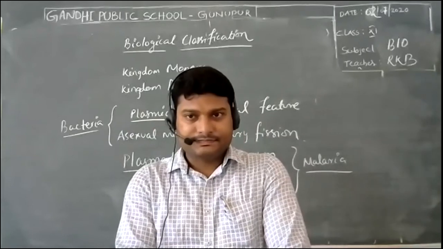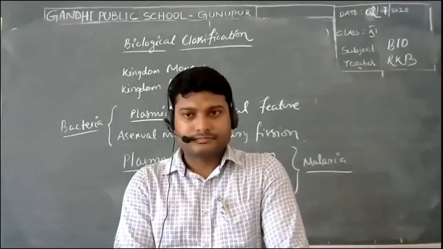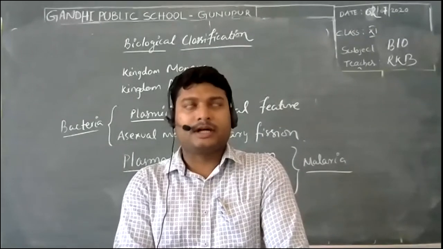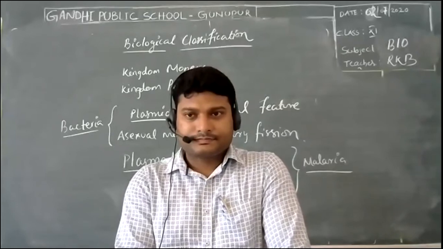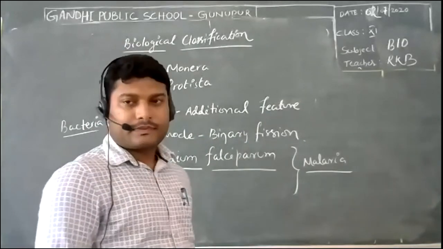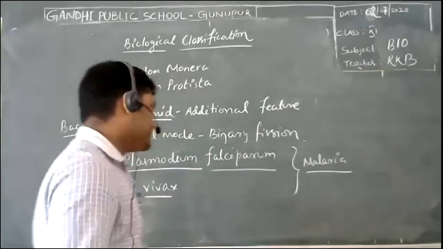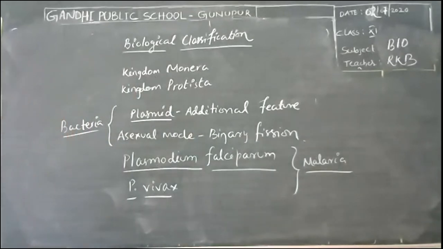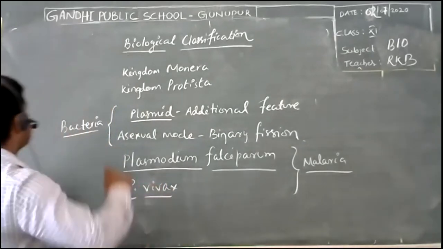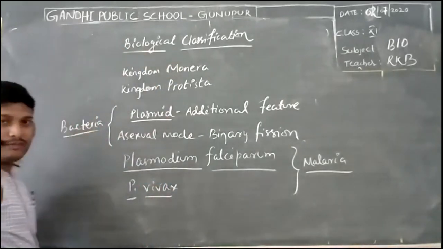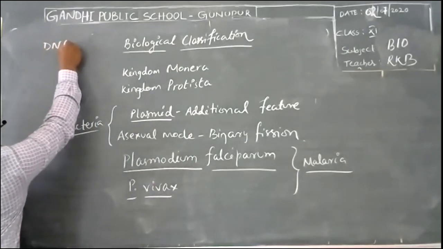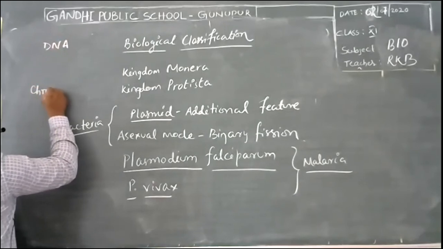Sir, the first concept today you said was about the DNA, right? Yes, that is the composition of the Kingdom Monera. The composition of DNA. So when we talk about the composition of the monera or any organism, there are two things. We are talking about two different components altogether: one is the DNA, and the other is the chromosome.